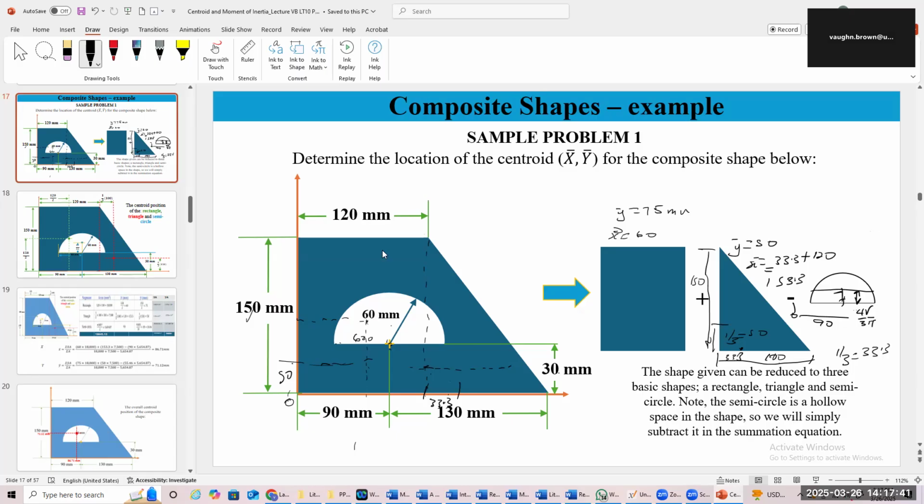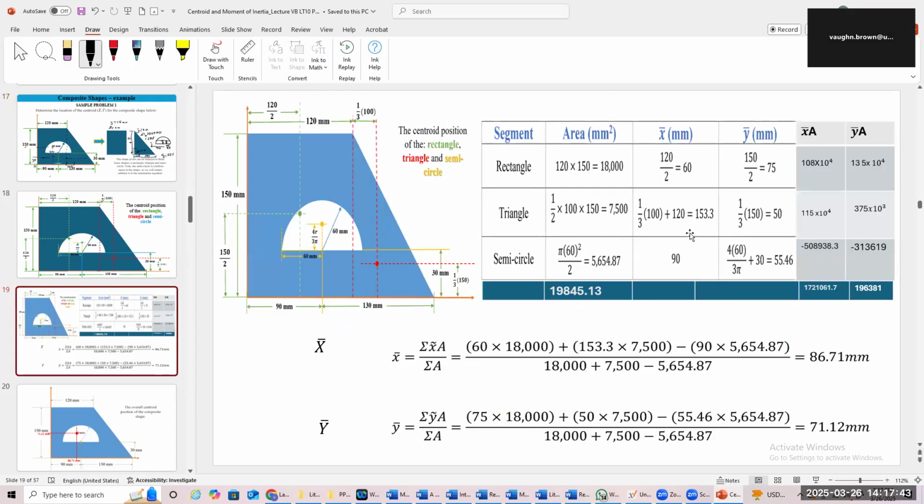Let's go to the next slide. So you get the one third of that. This was 60. This is for the rectangle, that was 75. This one we said was 90 plus the formula I was discussing last, 4r upon 3 pi. So it's 3 pi times it, you get that value there.